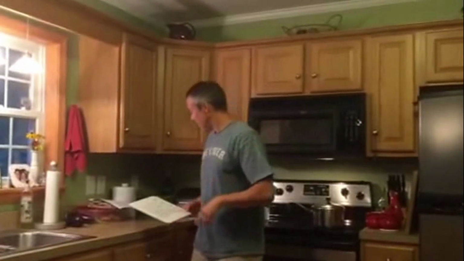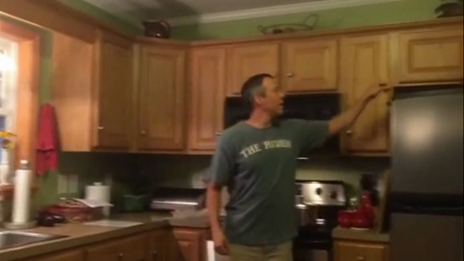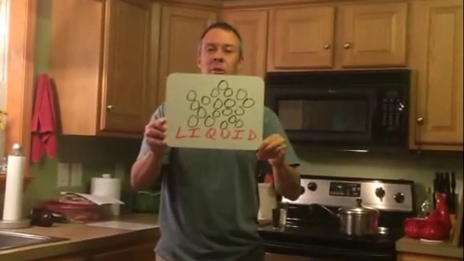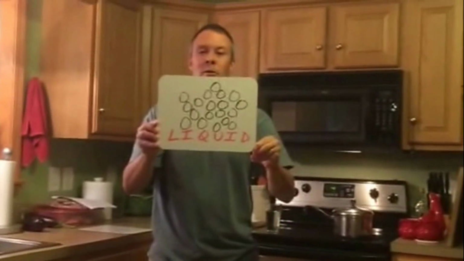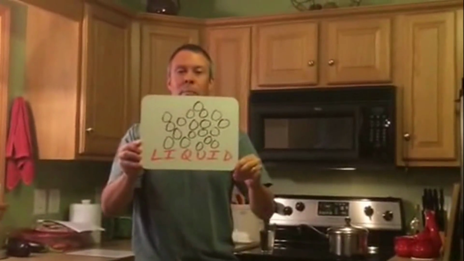How about a liquid? How's a liquid different? Liquid particles are still really close together. They're just not lined up. They don't have that nice geometric pattern. So they have a little bit more mobility. That's a liquid. Again, pause it if you need more time.